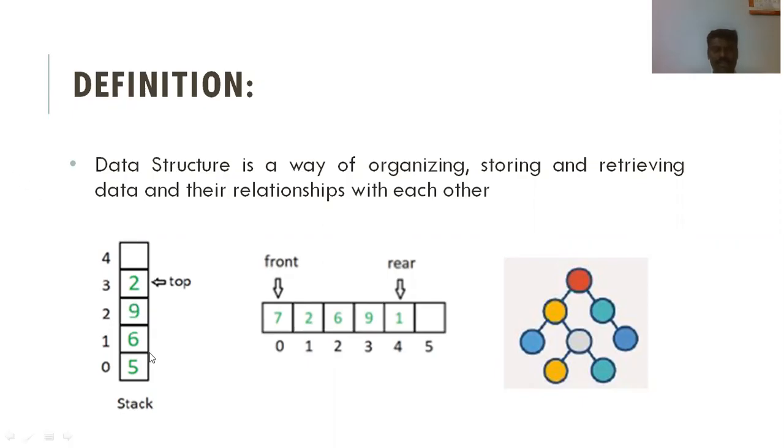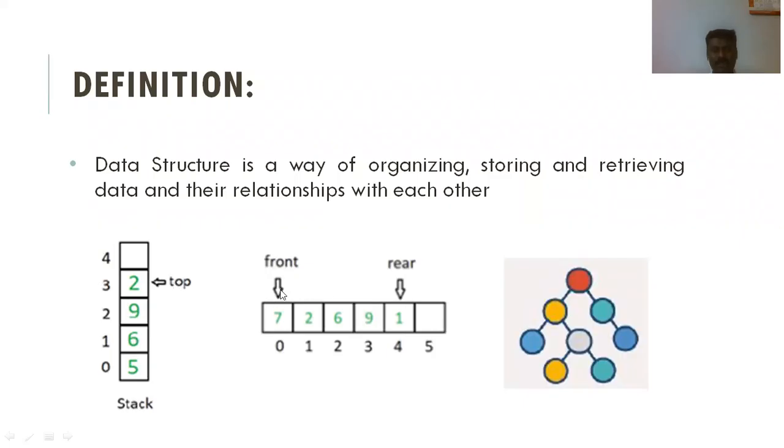One is a stack and another one is a queue. Both are used for the linear data structure. In the next chapter, I will explain the concept of linear and nonlinear data structures. In the stack, you have array locations starting from the 0th location. In the 0th location, you can store the data 5, the next location 6, third location 9, and the final one is 2. This is the stack.